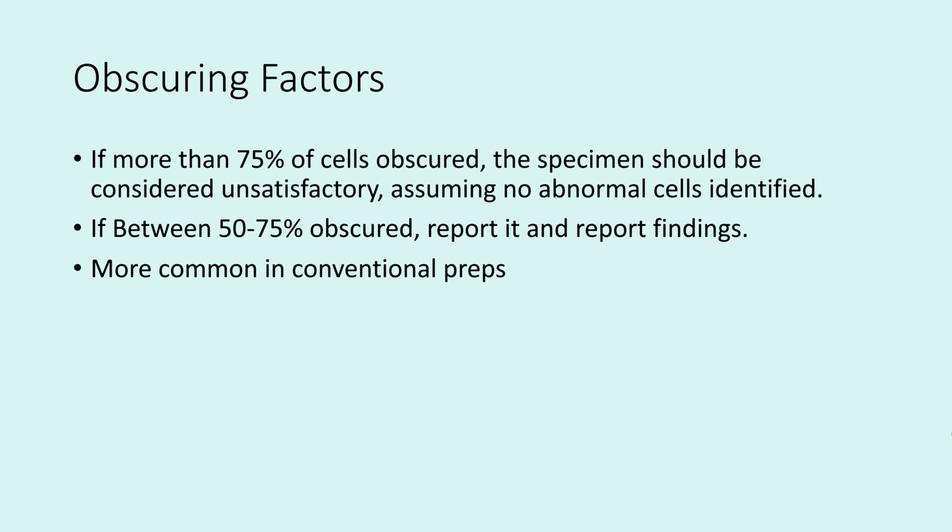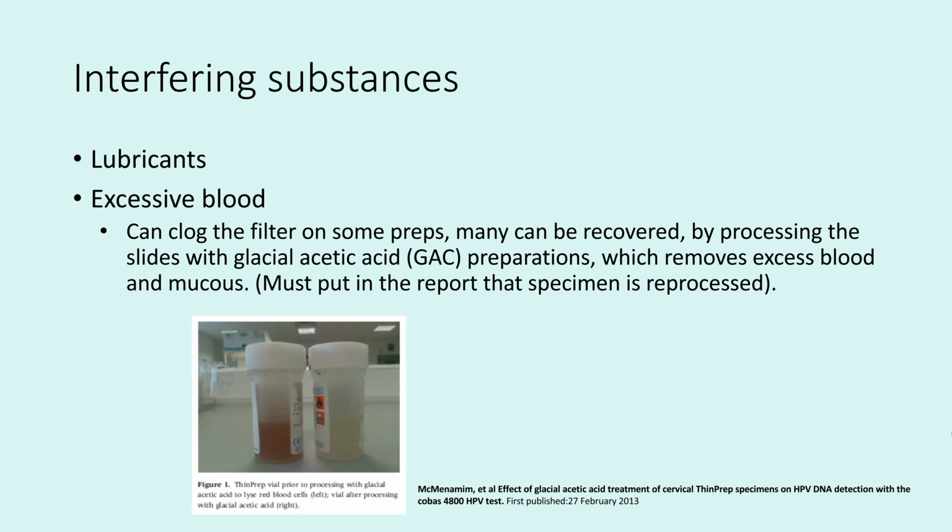Now on to obscuring factors. If more than 75% of the cells are obscured on a slide, the specimen should be considered unsatisfactory, assuming that no abnormal cells are noted. If you see abnormal cells, it's never unsat. And if between 50 to 75% of the cells are obscured, you need to note it in the report and note why they're obscured. And it's more common in conventional pap smears than in liquid-based pap smears.